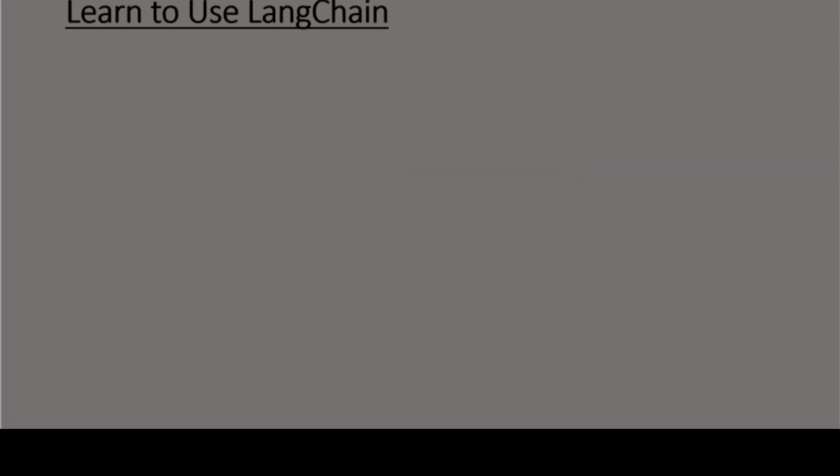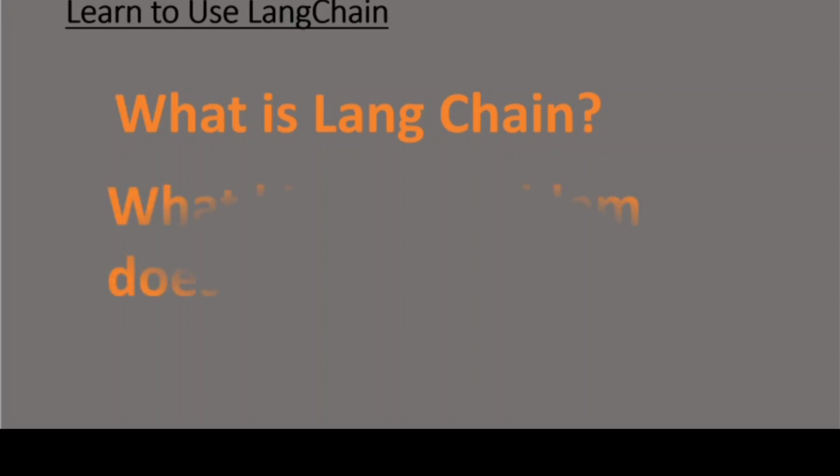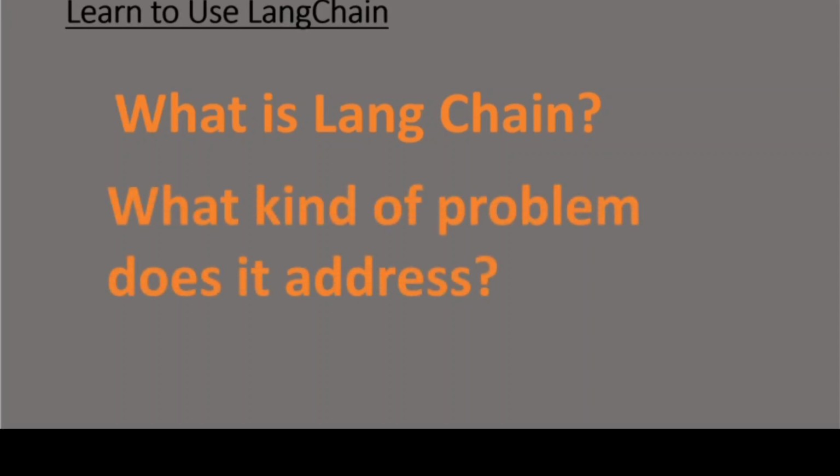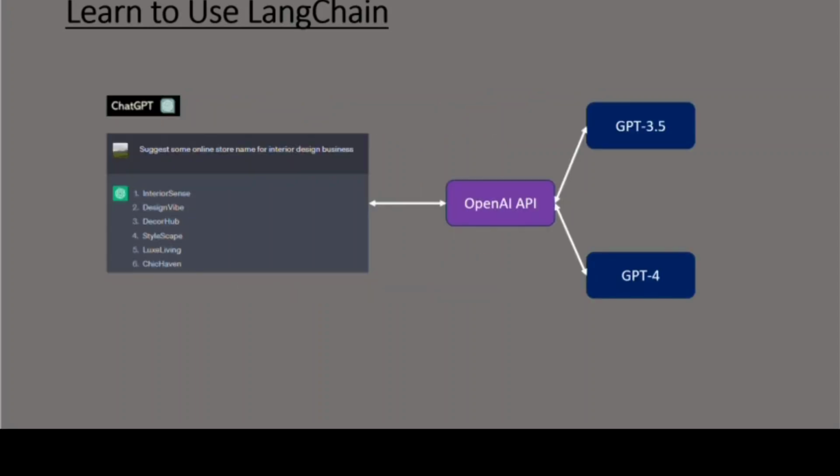First, let's understand what is Langchain and what kind of problem does it solve. When you are using ChatGPT as an application, internally it is making calls to OpenAI API, which internally uses any LLM such as GPT 3.5 or 4. In this case, ChatGPT itself is not an LLM. Rather, it is an application where GPT 3.5 or 4 are large language models.